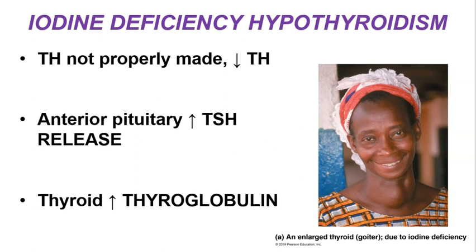When TSH levels in the blood are high, the thyroid will increase its production of thyroglobulin. But because the hormone cannot be made in high enough quantities when iodine is low, thyroglobulin will accumulate in the follicles, causing the thyroid gland to enlarge. And this enlargement is referred to as a goiter.